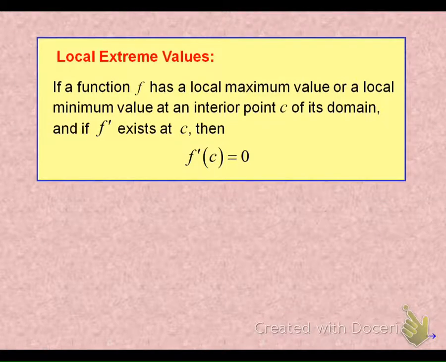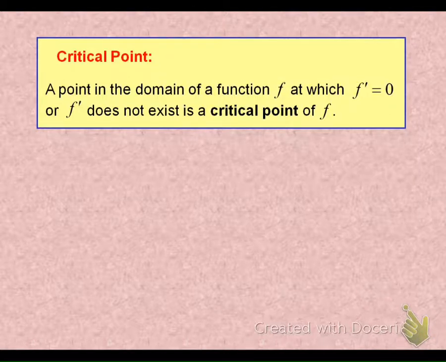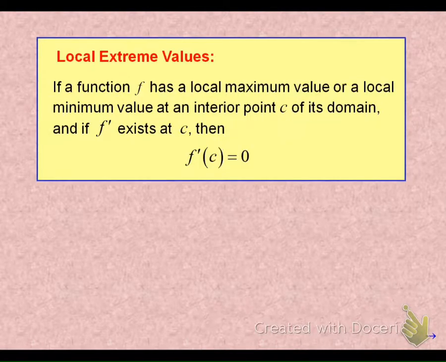A couple more things. If a function f has a local max or a local min, then if f prime exists, then it has to be equal to 0. Okay, so that's just another kind of a common sense theorem, because we know that absolute maxes or local maxes or mins only occur when f prime equals 0 or when f prime doesn't exist. So if the f prime does exist, then it's got to be equal to 0.